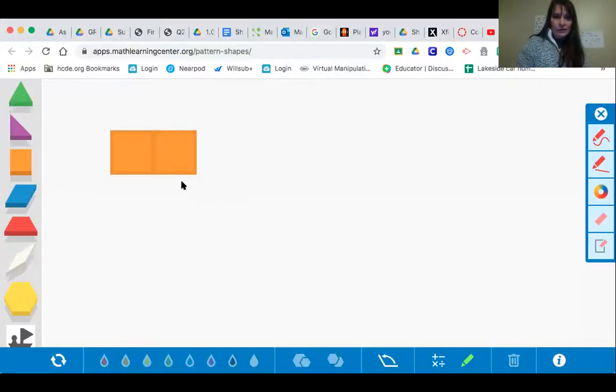What shape do you see here? What is this shape? That's right. It's a rectangle. I know it's a rectangle because it has two long sides and two short sides. Look carefully at the rectangle. How many sides does it have? And how many vertices do you see? Remember, those vertices are its corners.